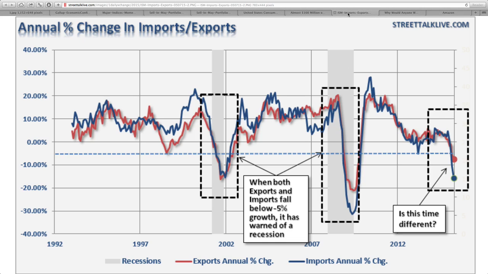Annual percentage change in imports and exports. Multiple times happened before. Is this time different? That's what they're asking here, and of course sarcastically, because every time it continues to happen again. This is a set of repeated patterns that occur over and over again.